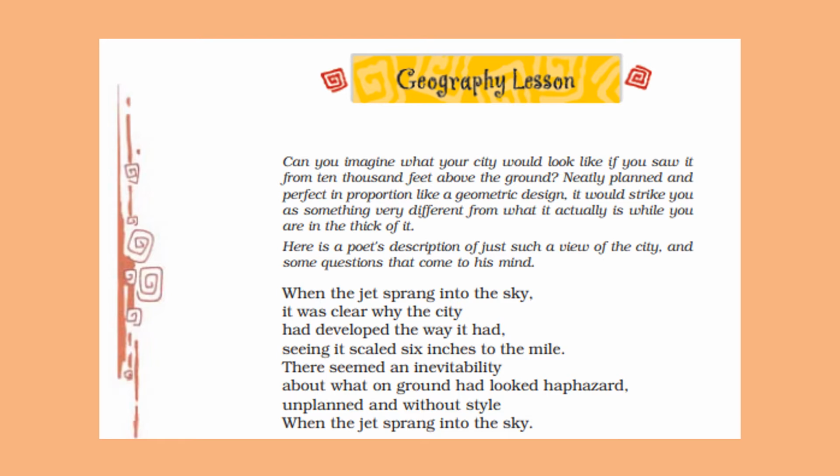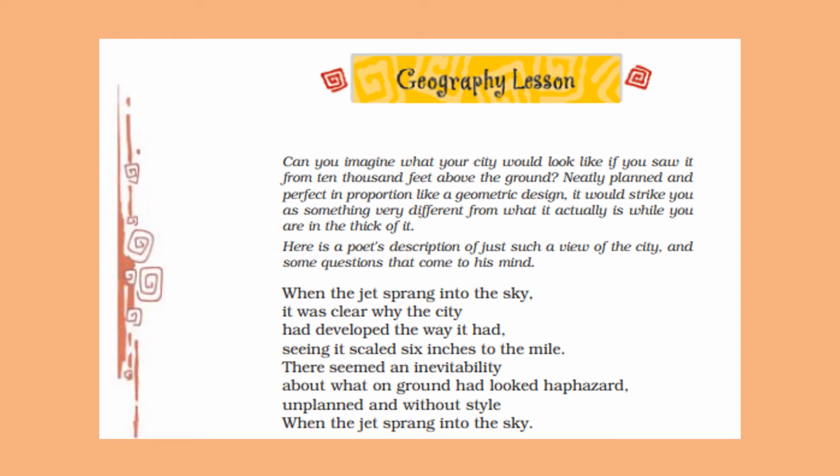In these lines, the poet shares his perspective of the city from the height. Perspective, you know the meaning of perspective? It means your opinion, what you think about some particular thing. So that is known as the perspective of the city from the height. When the plane took off from the ground and reached a significant height, which means a particular height, the poet saw the miniature of the city.